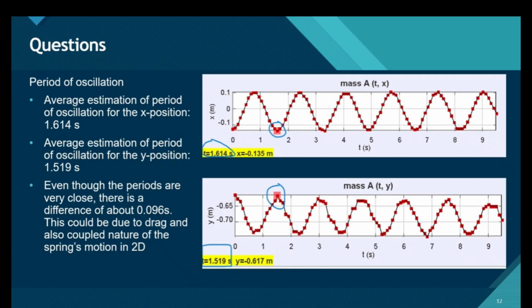And then for question 2, the period of oscillation, the average estimation of period of oscillations for the x position is 1.614 seconds, and the average estimation for the y is 1.519 seconds. Even though the periods are very close, there's a difference of about 0.096 seconds. This could be due to drag and the coupled nature of the spring's 2D motion.